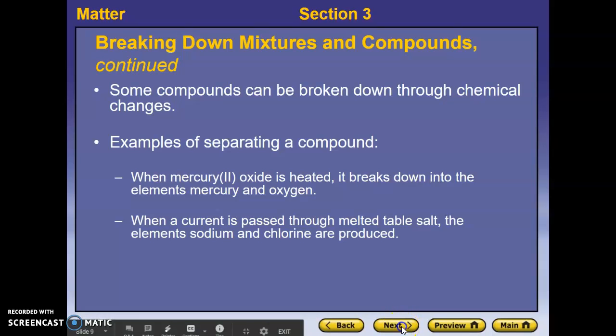We can also use electrolysis, which is the method of using the electric current, to separate hydrogen and oxygen in water. But all of those are chemical changes, and that is the only way to separate the parts that have combined chemically.